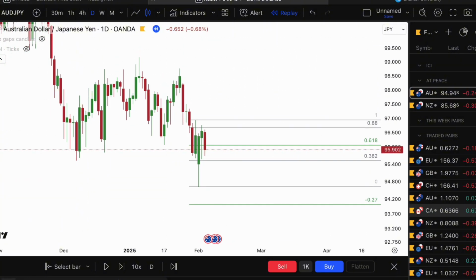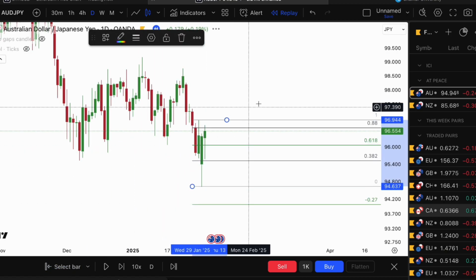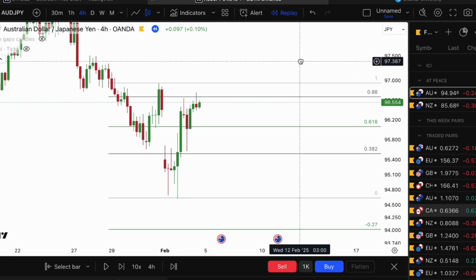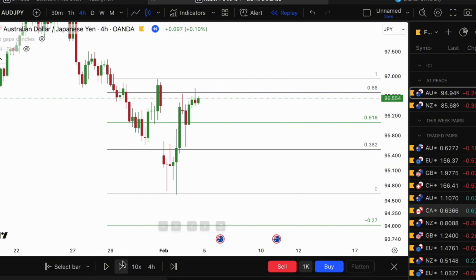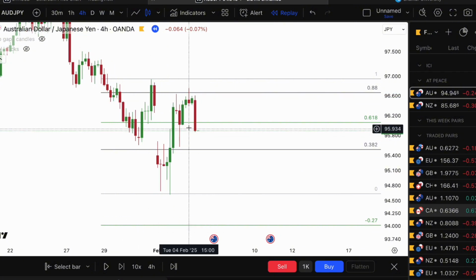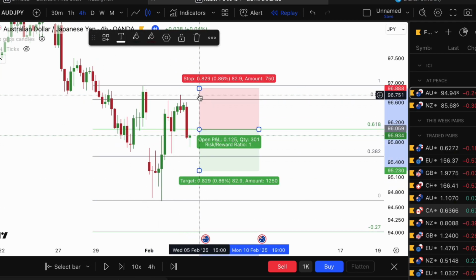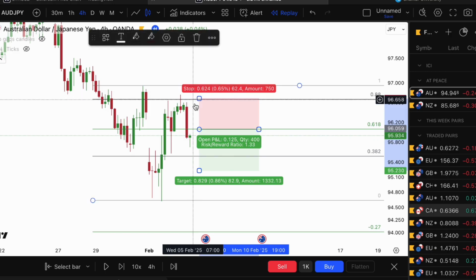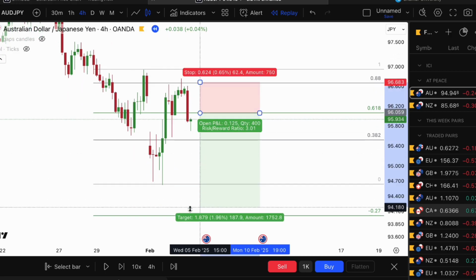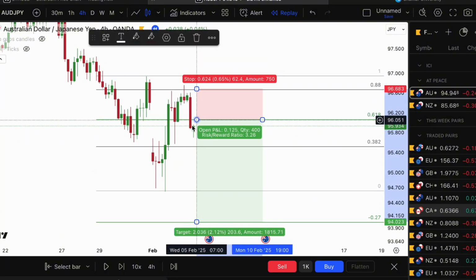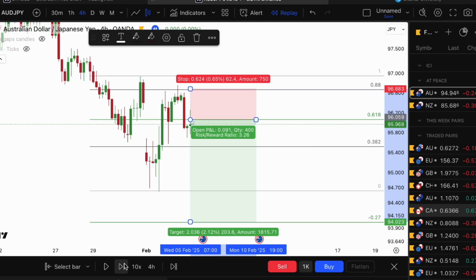On the 4-hour, you can see on the daily this red candle has already formed, so I'm going to remove it. And on the 4-hour, we are going to wait for our break of this 61 level. Let's play it forward, and right here you can see we have our break. That means we can now place our order on the 61 level, stop loss on the 88, and take profit on the negative 27. We are now waiting until we get tapped into this trade.